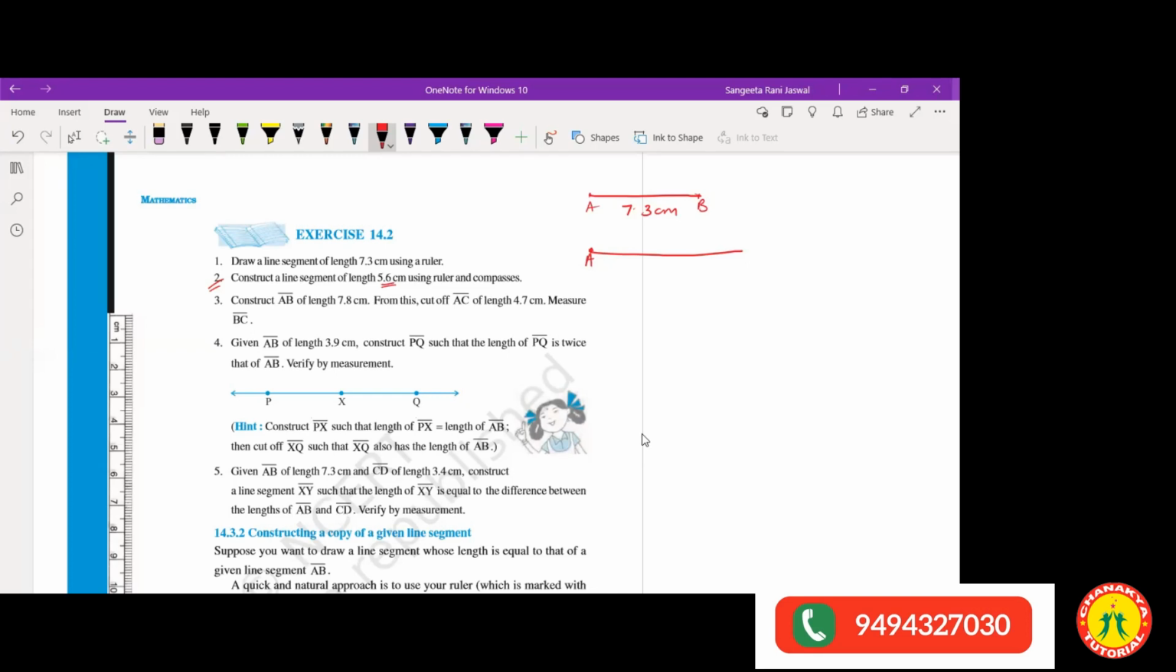Now make an arc on this line. Make an arc such that it cuts the line. When you observe, it will be 5.6 centimeters from point A to this point B, where this arc cuts this line. This point is called B. So the line segment formed will be 5.6 centimeters.